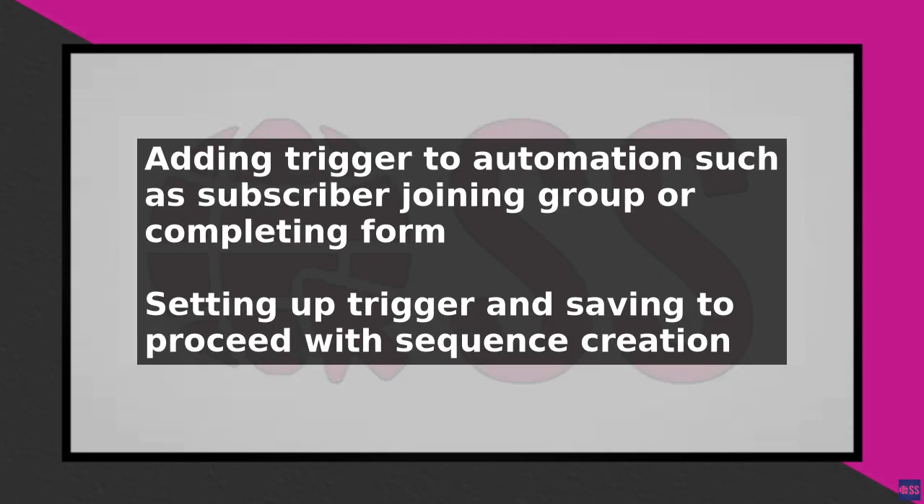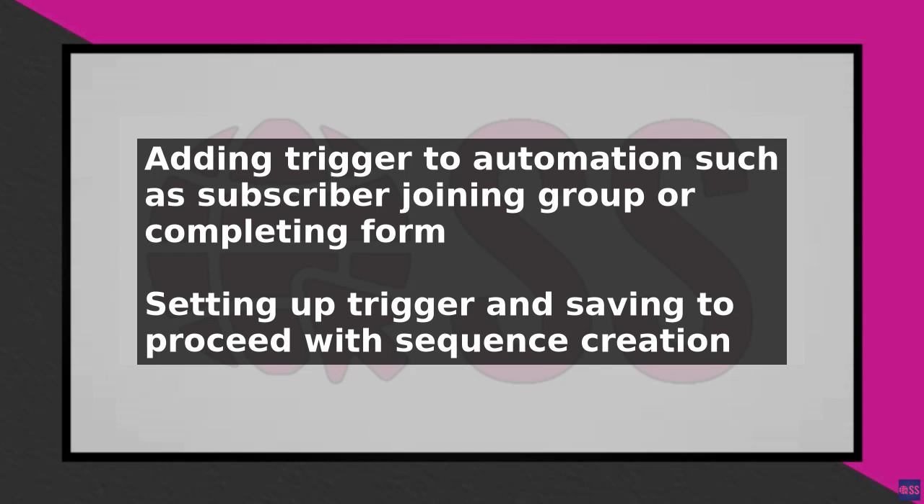The first step is to add a trigger, such as when a subscriber joins a group, clicks a link, or completes a form. For example, you can choose when a subscriber completes a form and select a specific form, like a sign-up form. After setting up the trigger, click Save. You will then see the trigger you just created, and you can add an action by clicking the plus icon.